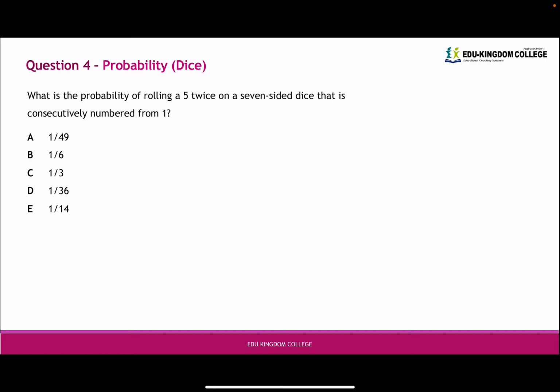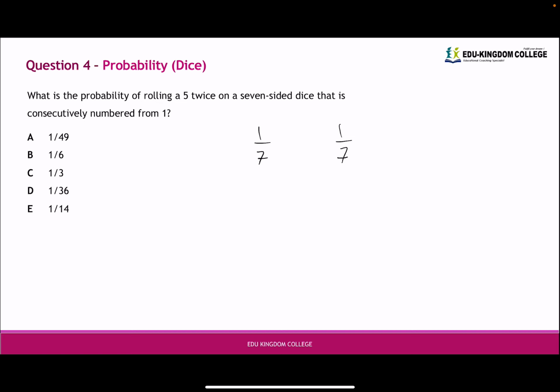It's one number out of 7. So rolling a 5 is going to be 1 out of 7, and for the second roll, it's going to be the same thing. It's going to be 1 out of 7 as well, because these 2 dice rolls don't affect each other. Just because you roll a 5 once doesn't reduce your chances of rolling it again on the second go.